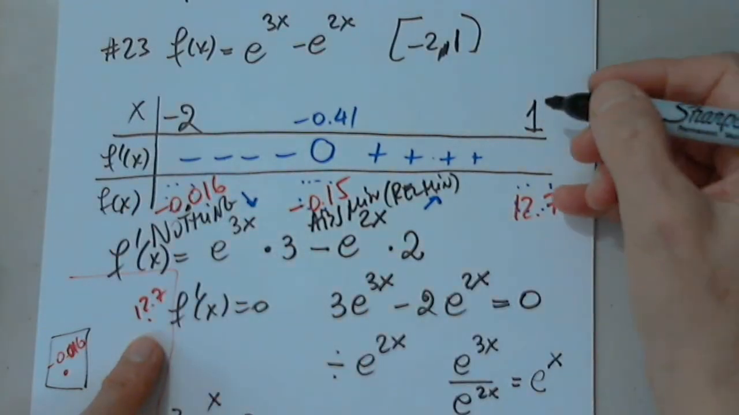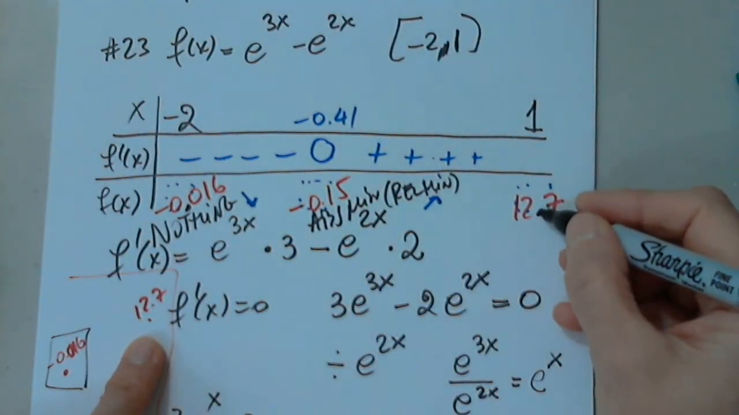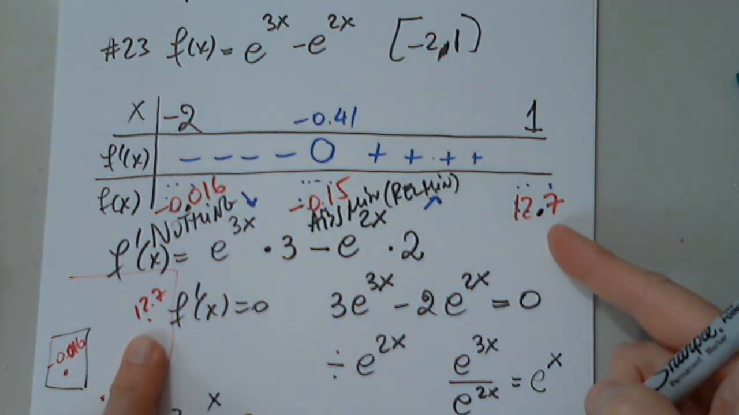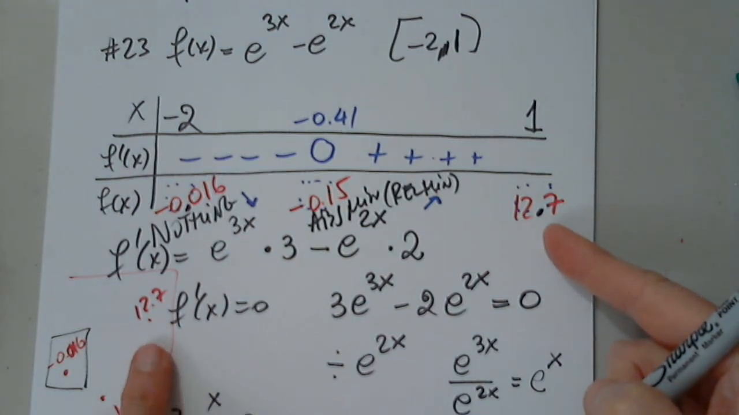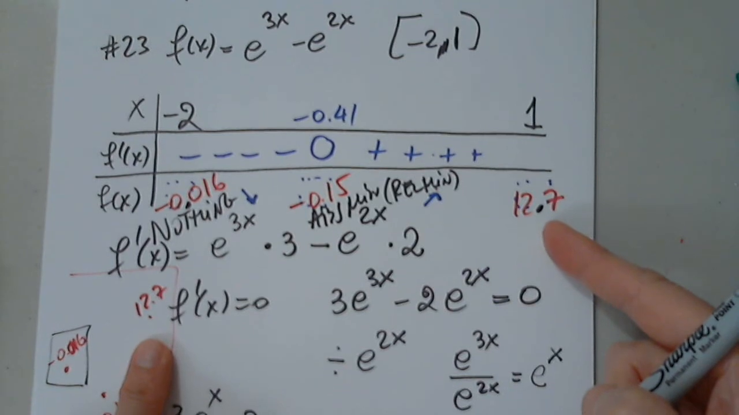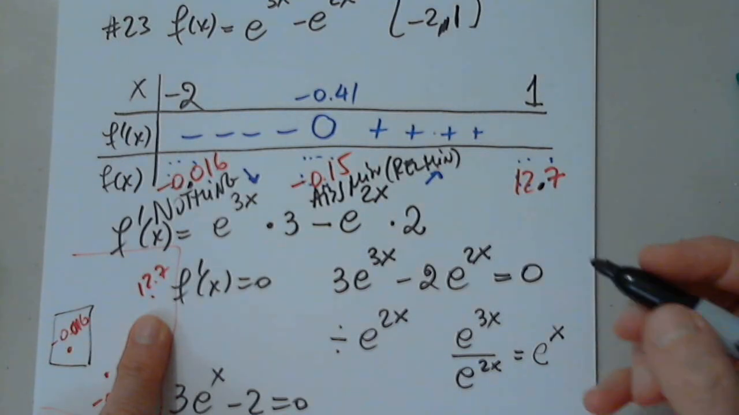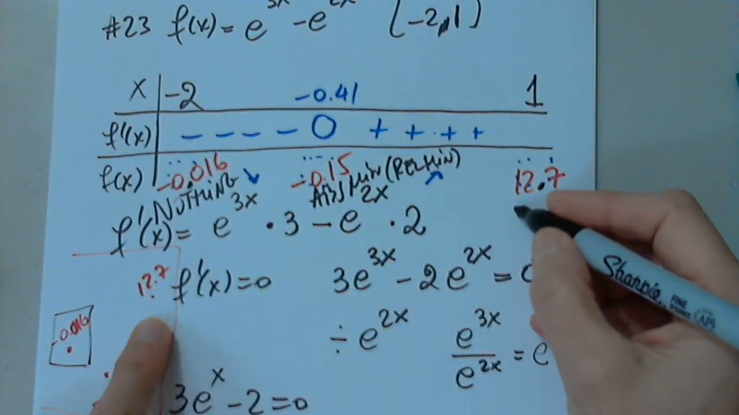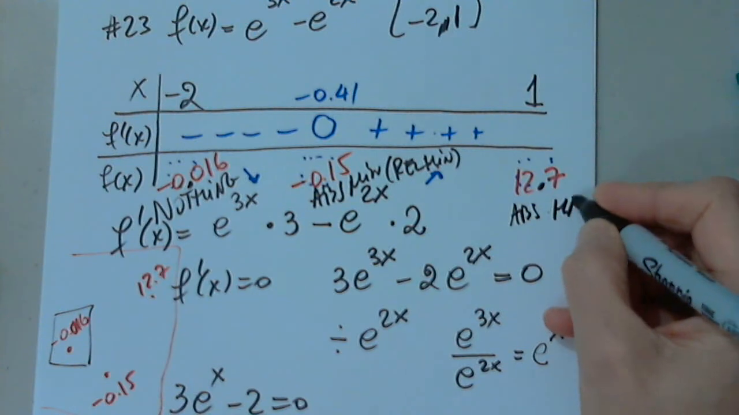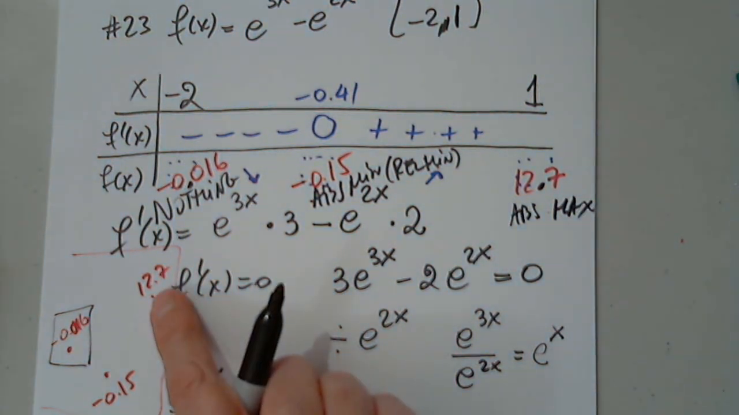What about this point? 1, 12.7. It cannot be a relative because it's at the endpoint of the interval. It can only be an absolute max, an absolute min, or nothing. Is it a max? Absolute max. Yes, it's the largest possible value on this interval.